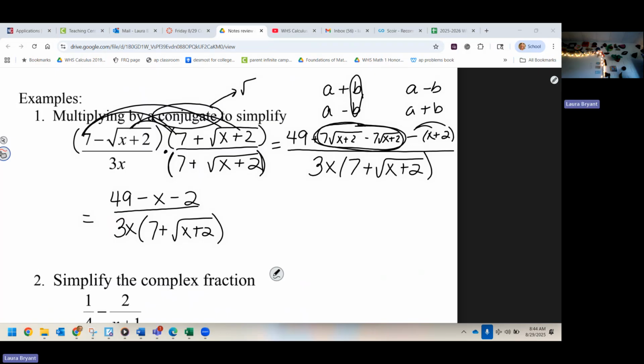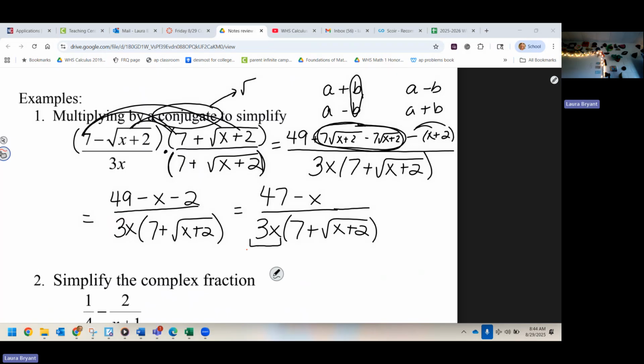And then now I can combine the 49 and the 2 will be 47 minus x over 3x parentheses 7 plus radical x plus 2. Now, on the bottom, I don't want you to distribute because sometimes what will happen is the numerator will simplify so far down that it will cancel with one of these things. So like maybe this 3x might have something that would cancel up there.